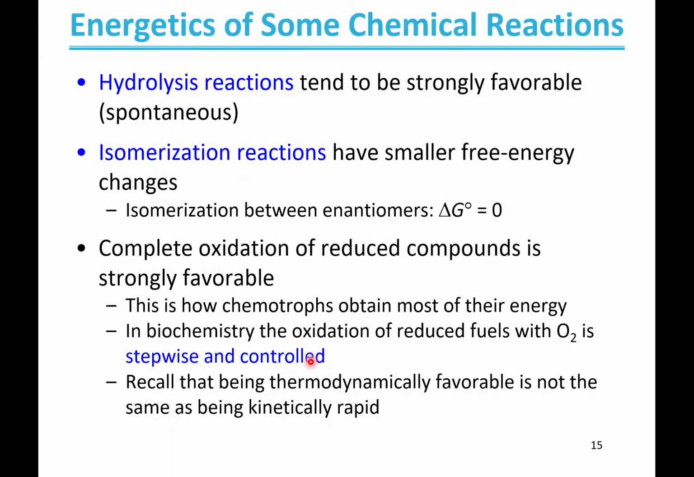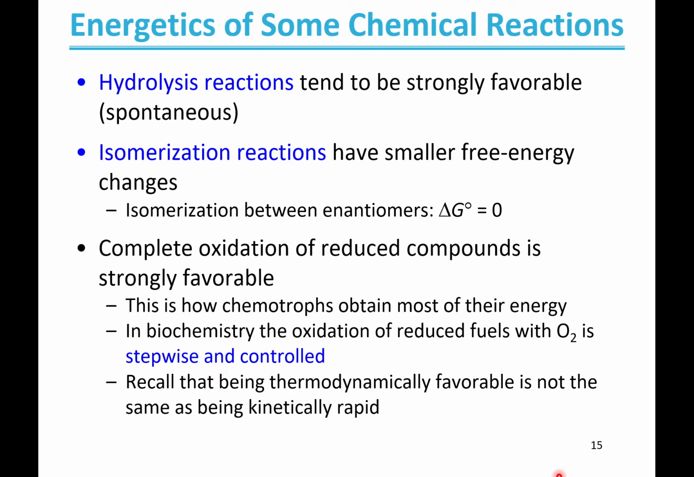In biochemistry, oxidation of reduced fuels with O2 is stepwise and controlled. So on Earth, we have an oxygen atmosphere. Most organisms, at least that we're going to talk about in this class, like us, are aerobic. So we're combining fuel sources with O2. That process is stepwise and controlled, and that's important. You want it to be controlled because if it's out of control, you're not going to get the full benefit of that.